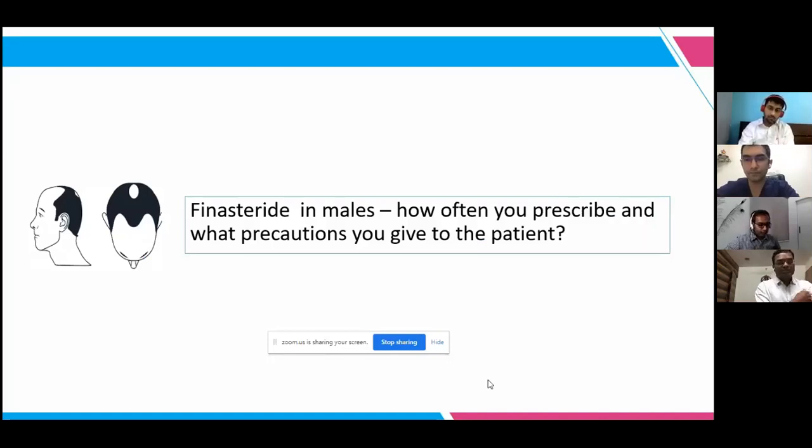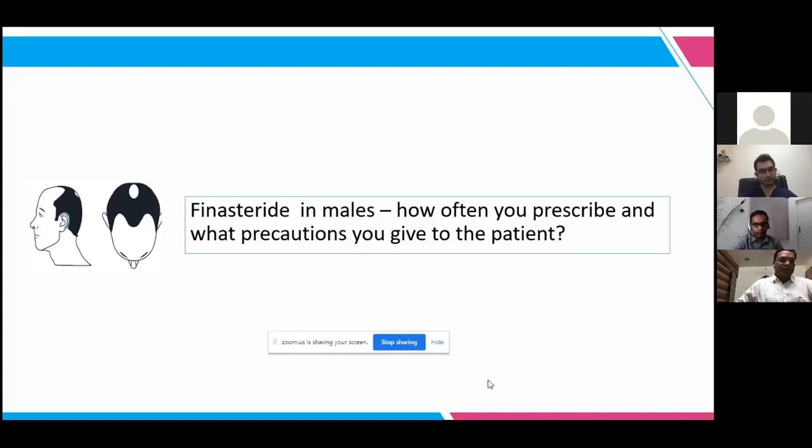Finasteride is usually recommended at 1 mg. Males usually above 18 years who have developed a proper beard and mustache, only for them will we recommend finasteride for male pattern baldness. Because if you give finasteride without development of beard and mustache, it will inhibit the development of mustache and beard. And usually the recommended dose is 1 mg.